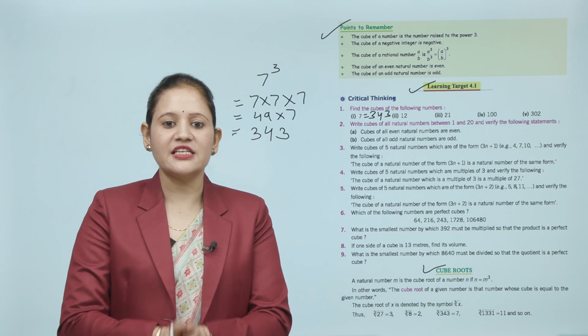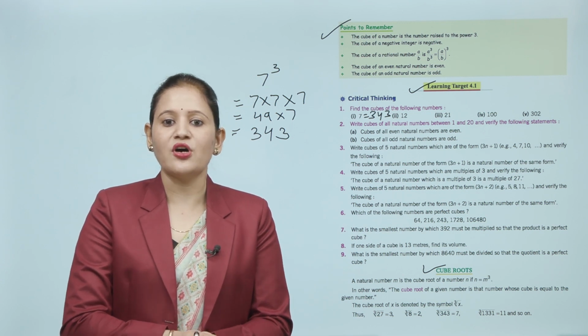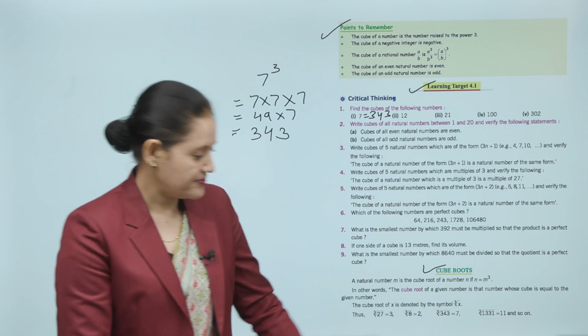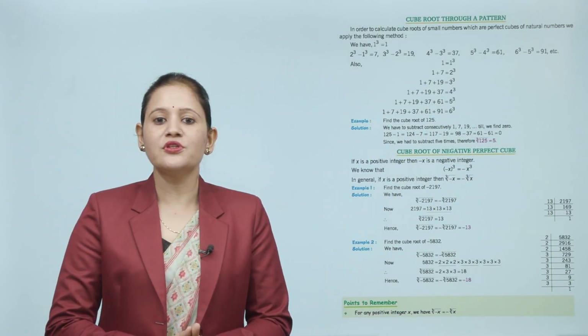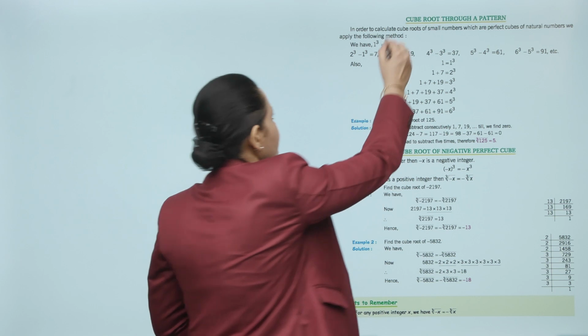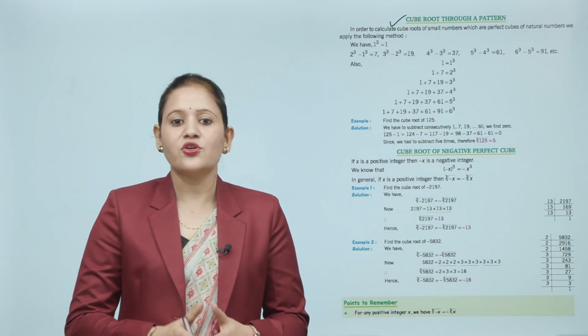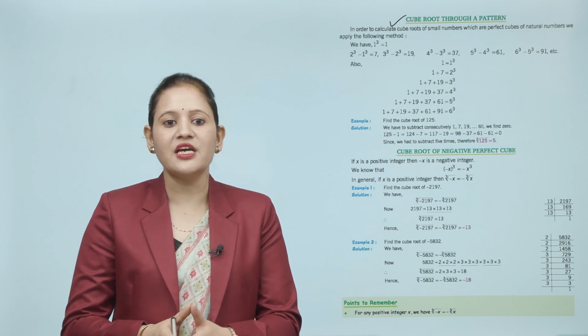Cube root of 8 is 2. Cube root of 343 is 7. Cube root of 1331 is 11, and so on. Next, cube root through a pattern. In order to calculate cube root of small numbers which are perfect cubes or natural numbers, we apply the following method.